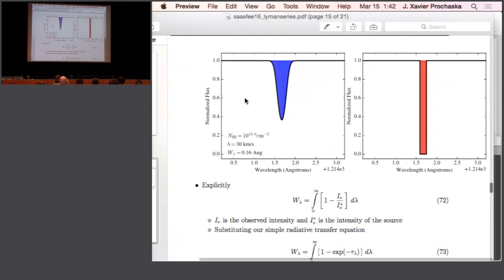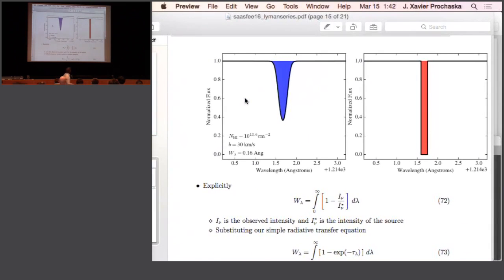Put it on the screen. On the left is an actual absorption profile, and the equivalent width now is the area above that curve in this normalized spectrum. And if you like numbers, it's of order a few tenths of an angstrom. And I guess we use the phrase equivalent width because that 0.16 angstroms is the width of a boxcar artificial absorption feature that would have identical equivalent width to what we've measured in a real line profile.